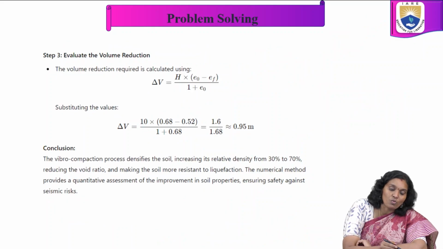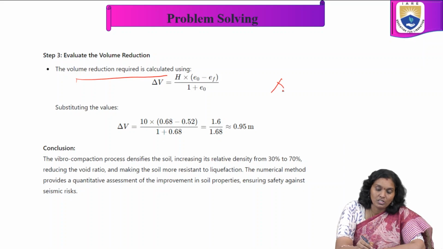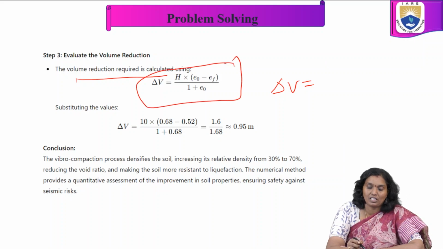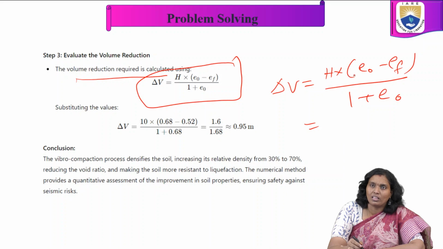Now, how much volume reduction is required? We are going to calculate how much volume reduction we require. Using this formula, the volume reduction is equal to H into E naught minus E final divided by 1 plus E naught. When we apply all the values into this formula, finally we will get 0.98 meters. That much reduction is going to occur.